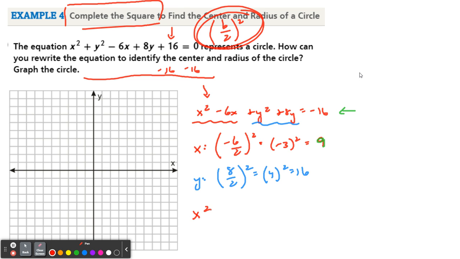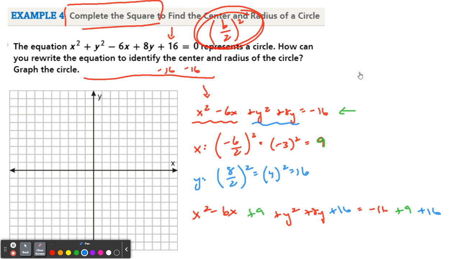You can see x squared minus 6x plus 9 plus y squared plus 8y plus 16 equals negative 16 plus 9 plus 16. The reason we add it to both sides is to make sure we stay balanced as an equation. You can't just add it to the left side and not the right side.